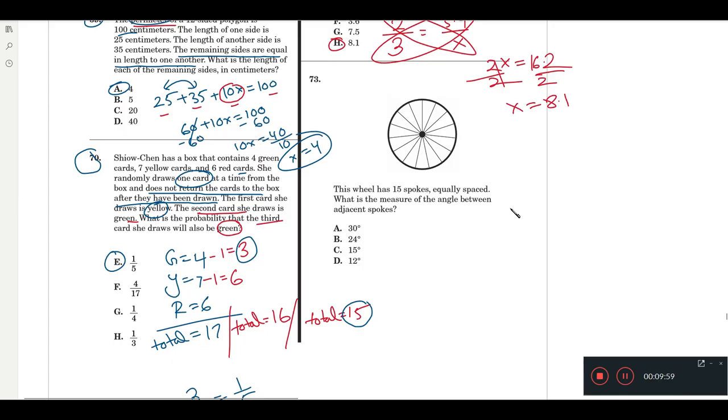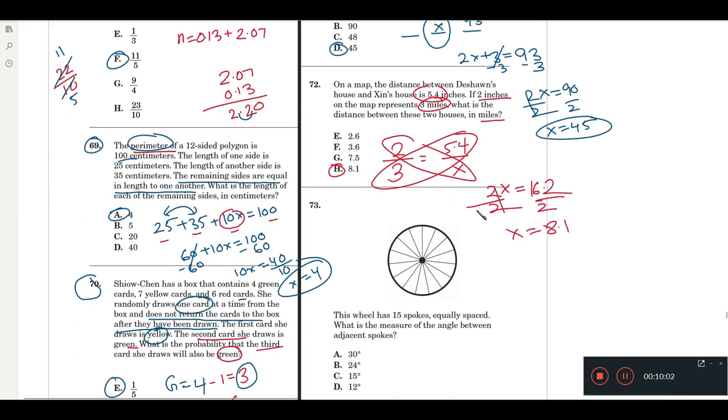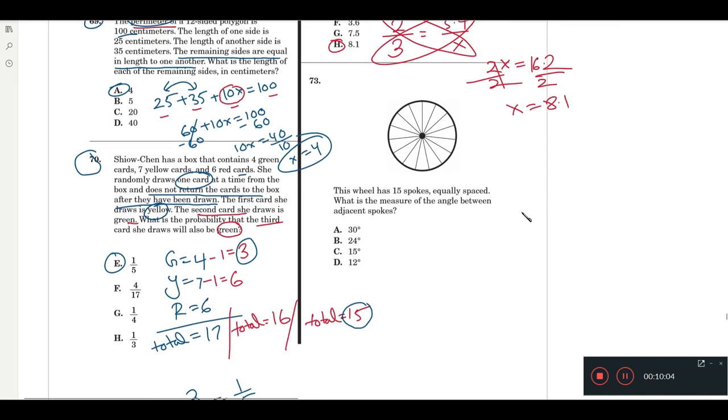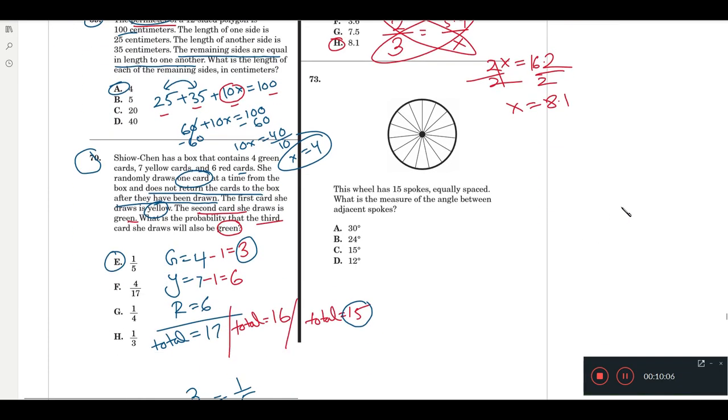73. Any question, by the way, for 72? It was a simple proportion question, so I just went fast. 73. Are you guys all ready for it?